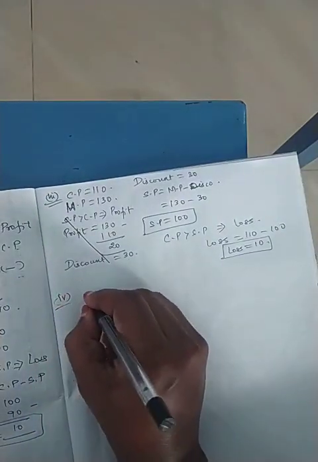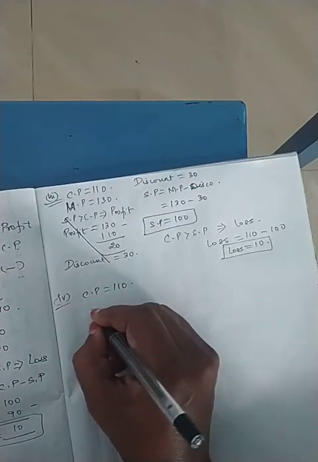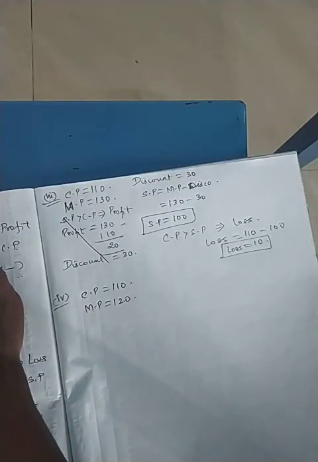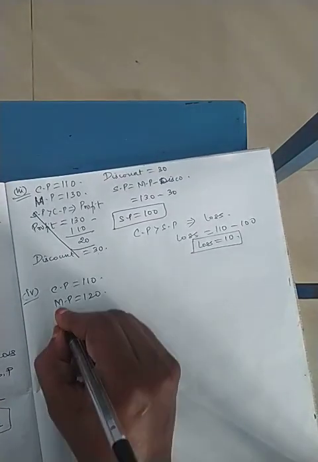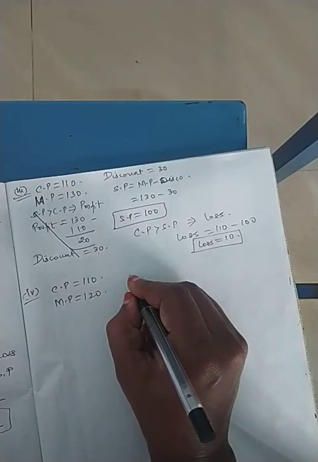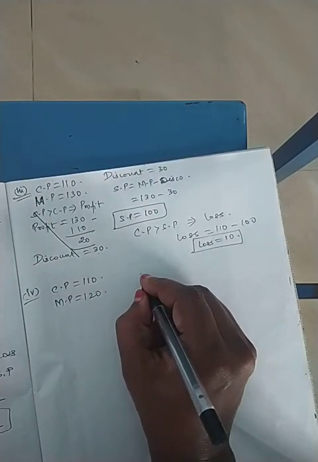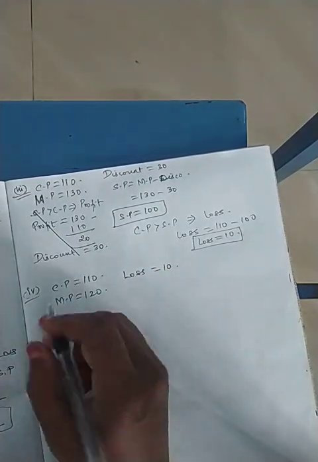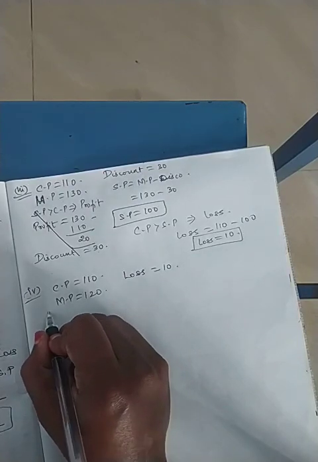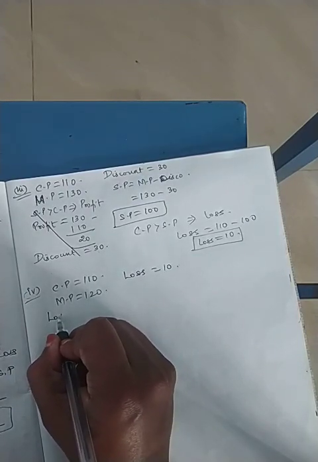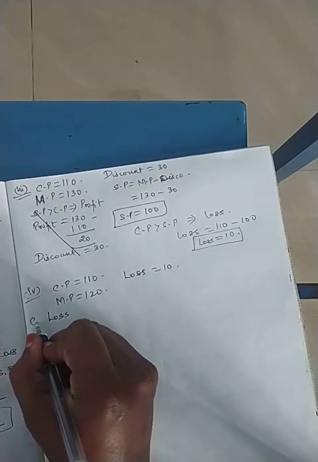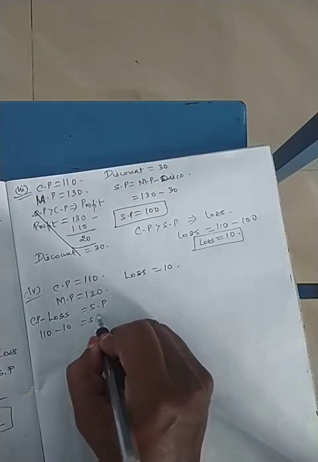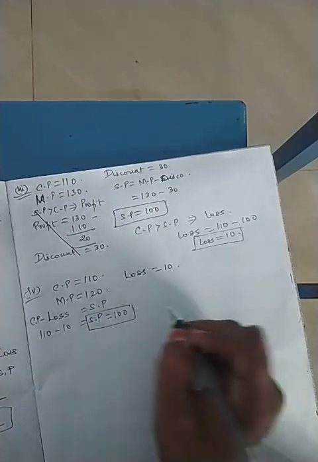Coming to the fourth one, CP equal to 110. My marked price is equal to 120. And the loss they have given in the last column. They are not talking about the discount or the SP. They have given the loss as 10. So what will be my SP? Loss they have given, so CP minus loss will give me my SP. That is 110 minus 10 will be equal to SP, which is equal to 100. So my SP equal to 100.